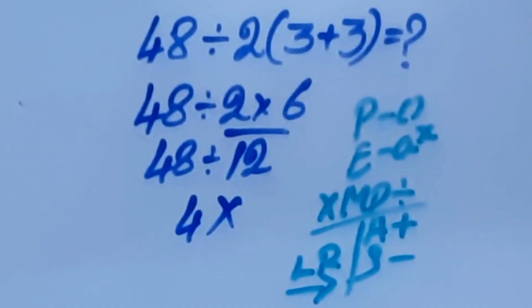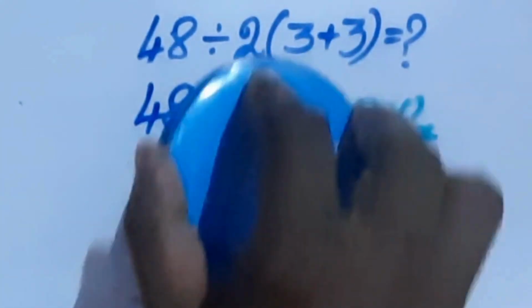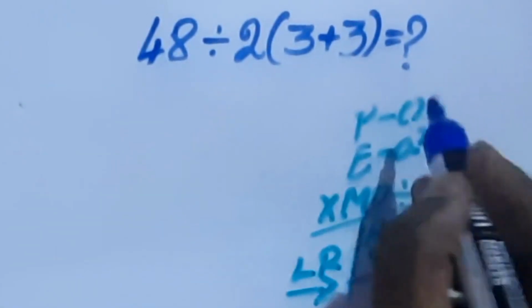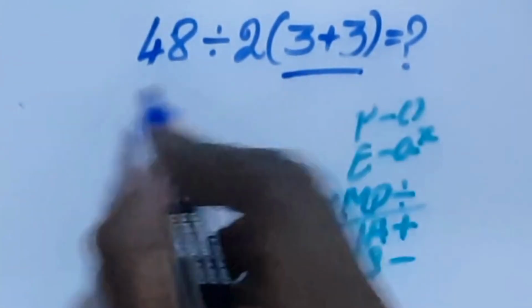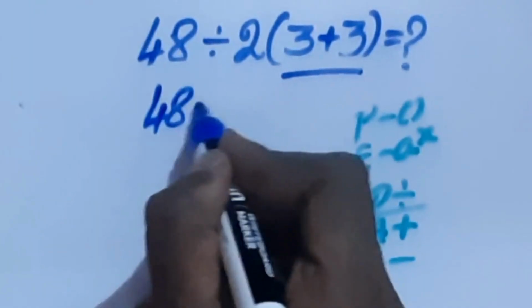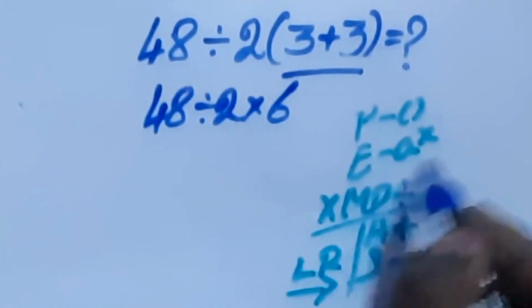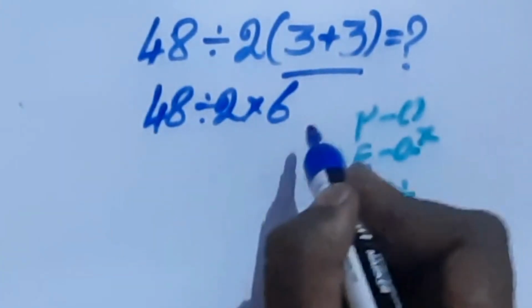Now we are going to solve this problem in the correct way by using this order of operations PEMDAS. Here, as per this order of operations PEMDAS, the bracket is higher priority. So we have to do this bracket before this operation. Here 48 divided by 2 times, 3 plus 3 is 6. Here the next priority is exponent. We don't have the exponent in this problem.